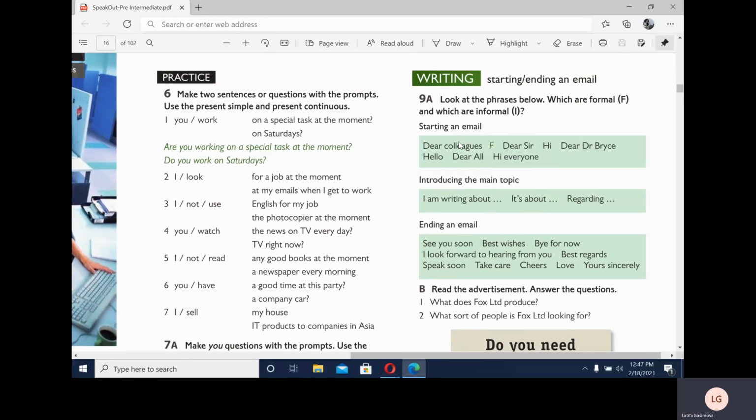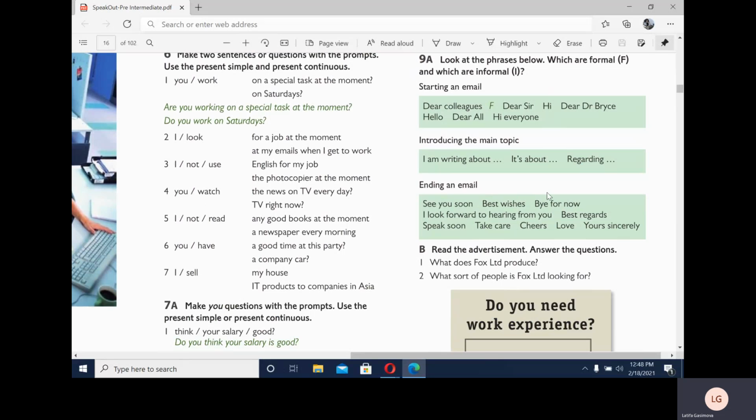Well, I say, dear colleagues, right? So it's formal. If I write dear sir, again, formal. Hi, hello, they're informal, right? And dear Dr. Bryce, probably it's formal. And dear all can be formal. Hi, everyone, it's informal, right? So I may say, I'm writing about, it's about, regarding. Yes, regarding sounds more formal. And then we have see you soon, sounds informal. Best wishes, bye for now. Can be informal, bye for now, right?